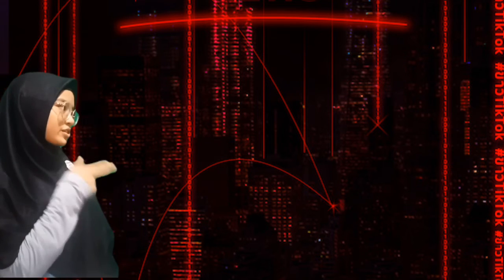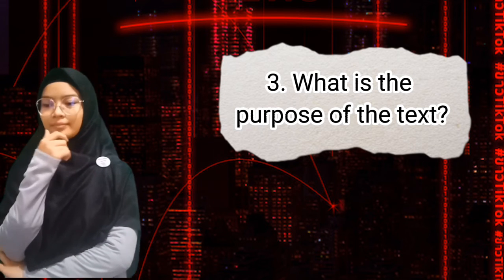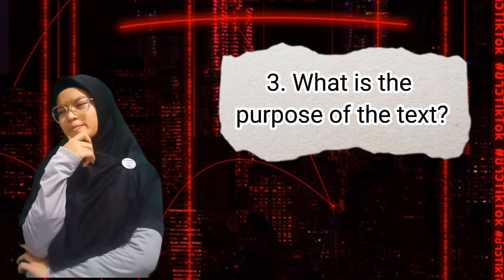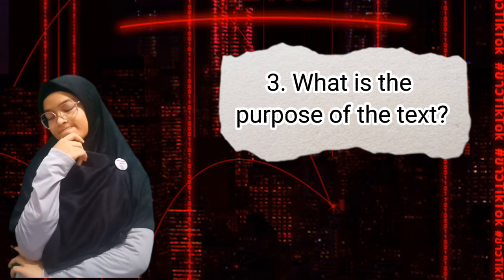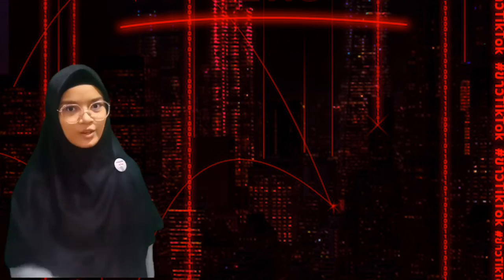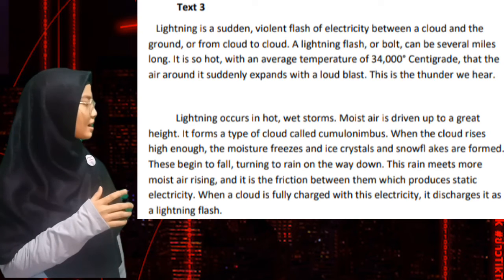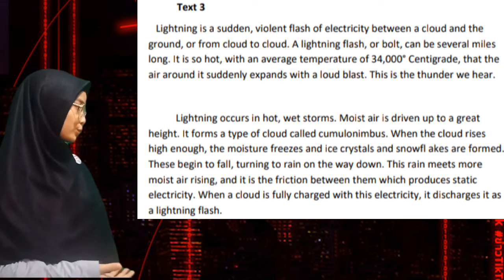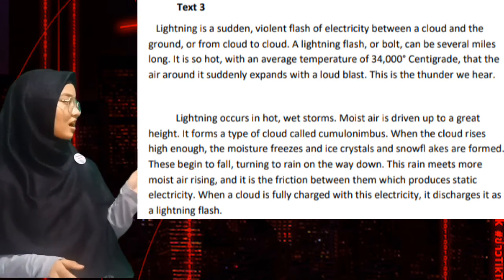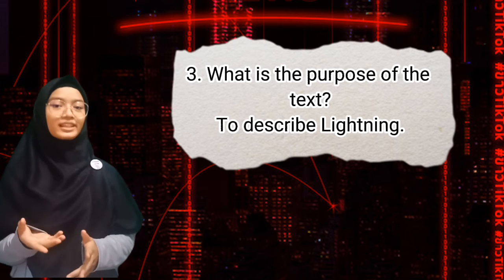Okay, move to the next question. What is the purpose of the text? What part of the text do we need to look at to find the purpose? Again and again, the first thing we have to look at is the first sentence of the text or paragraph. Let's look at the text. Lightning is a sudden violent flash of electricity between a cloud and the ground or from cloud to cloud. Here we know the sentence describes what lightning is. So we know that the purpose of the text is to describe lightning.